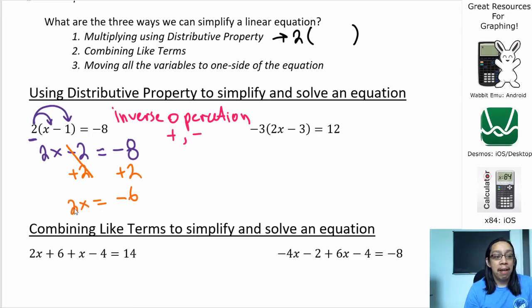In this case, this 2 and this x are together, so that means they're being multiplied. So what's the opposite of multiplication? Well, in this case, it's going to be division. So we're going to divide both sides by 2. That means my answer will be x equals negative 3.